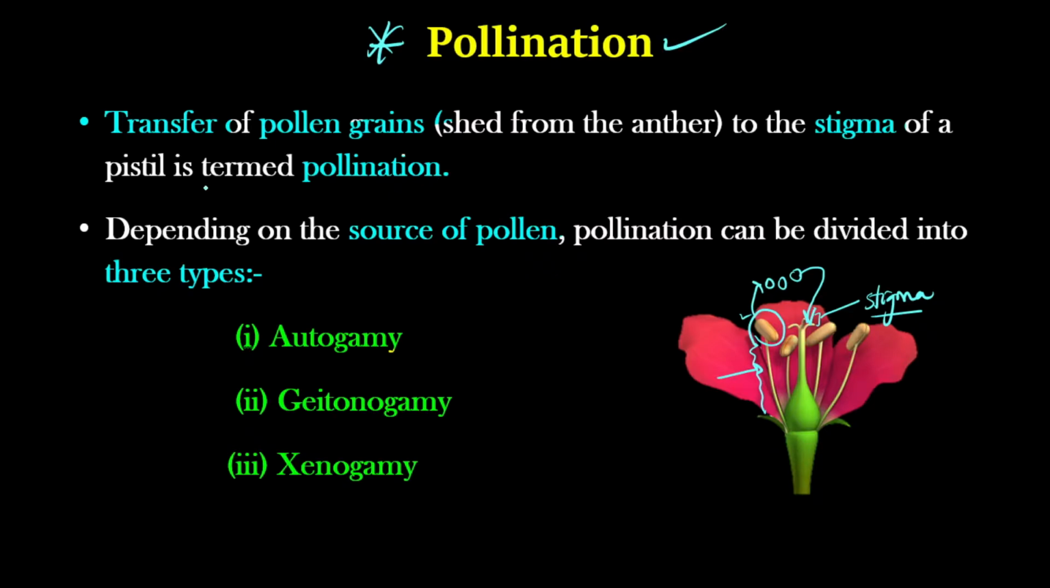So that is it. Depending upon the source of pollen, pollination can be divided into three types. The first one is autogamy. Secondly, we have geitonogamy, and last but not the least, we have xenogamy. So we are going to discuss all of these in detail. Let us start the discussion with autogamy.